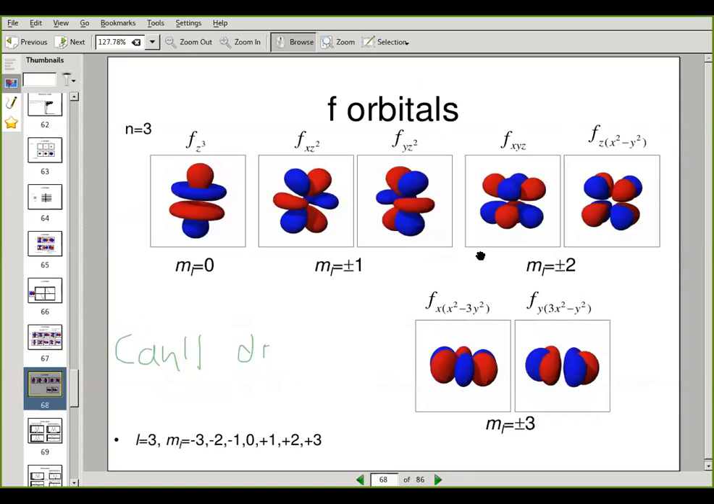And again, we have to be very careful with ML is plus or minus 3, ML is plus or minus 2, ML is plus or minus 1, and making linear combinations to get stationary waves, so that we've got a set of stationary waves for our representation for F orbitals. So this is quite interesting.